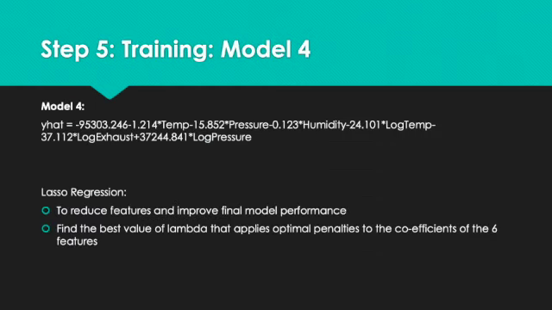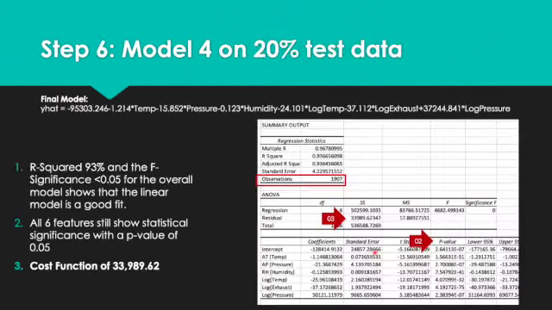At this point, I attempted to do a lasso regression so that I could reduce the number of features and fine-tune the overall model. It was not clear to me how to do this in Excel, so I skipped the fine-tuning and used model 4 as the final model. I proceeded to test model 4 performance as a final model with the 20% data. The final model, which is model 4, still shows overall statistical significance with test data.